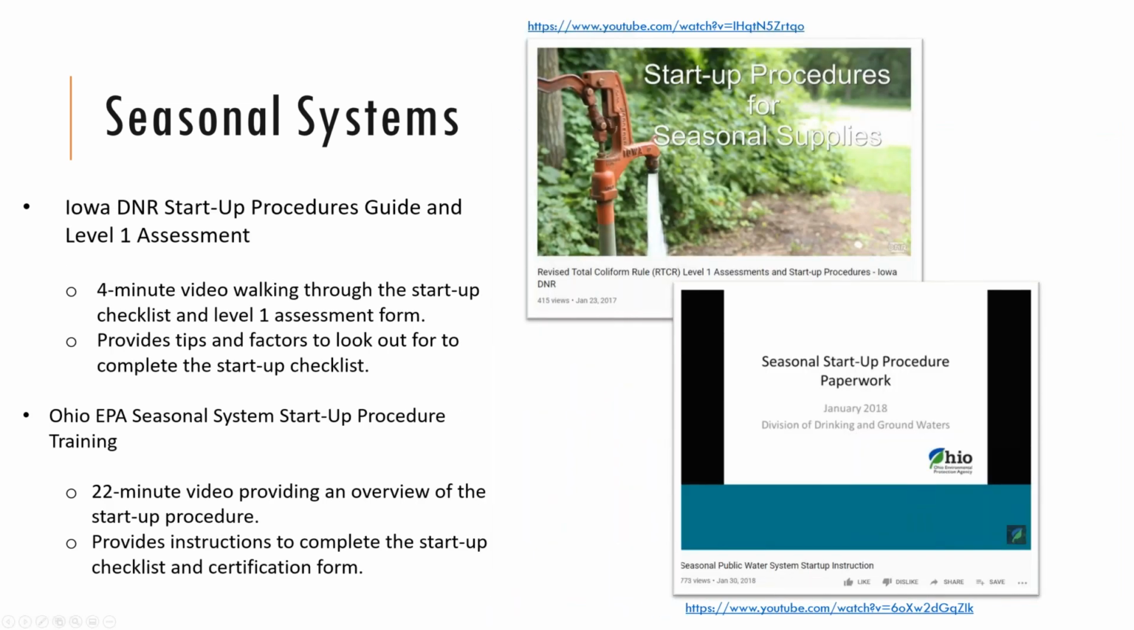Iowa DNR has a 4-minute video where their staff walks viewers through the seasonal startup checklist, as well as what they should do if they have to conduct a level 1 assessment. The video walks through each section of the startup checklist and provides tips and factors to look out for, which could have caused problems to the system while it was not operating. It provides examples of pictures that their staff have taken out in the field to show some common problems that seasonal systems can face.